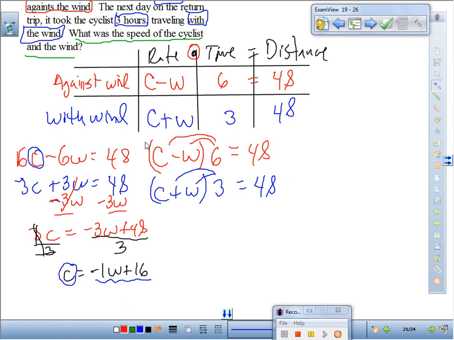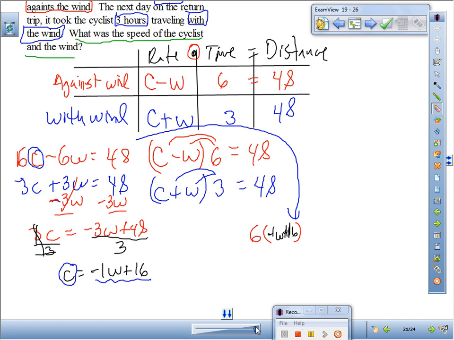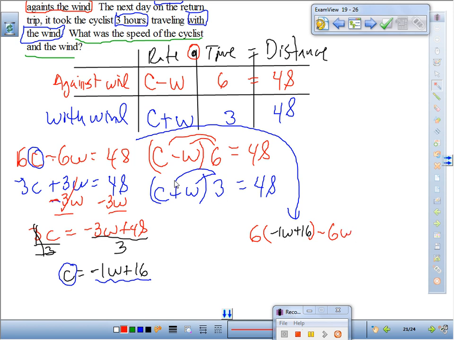So I'm going to rewrite this one over here. Right there. This becomes 6. I'm going to open up a parentheses for the C. And what goes in there? Negative 1W plus 16. Close parentheses. What's next? Minus 6W equals 48. So pretty much I just rewrote this one over here, but instead of C, I substitute negative W plus 16.